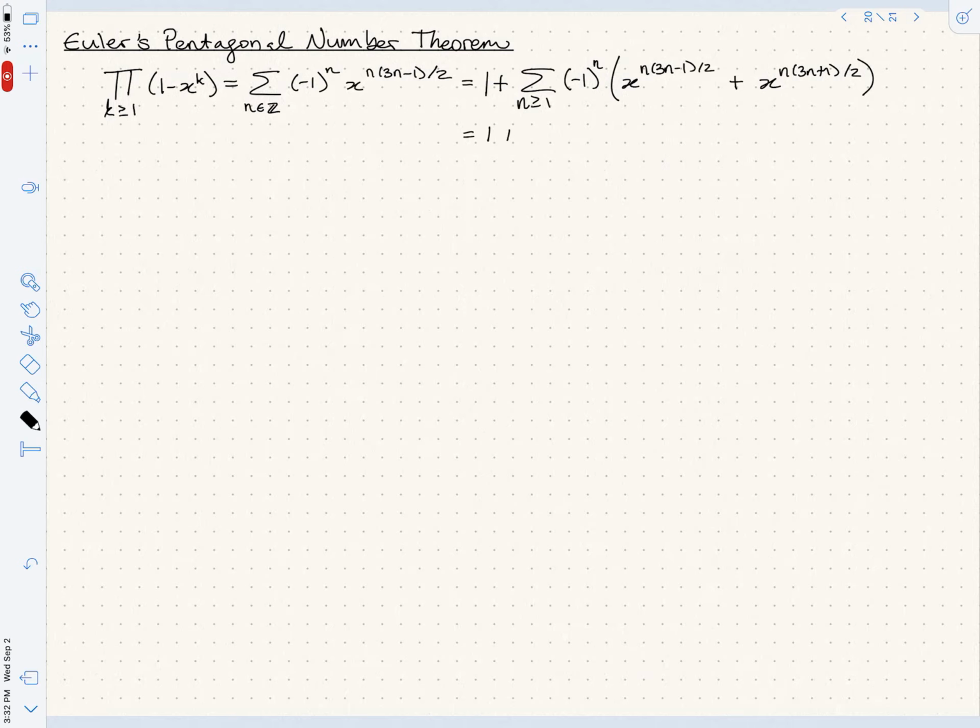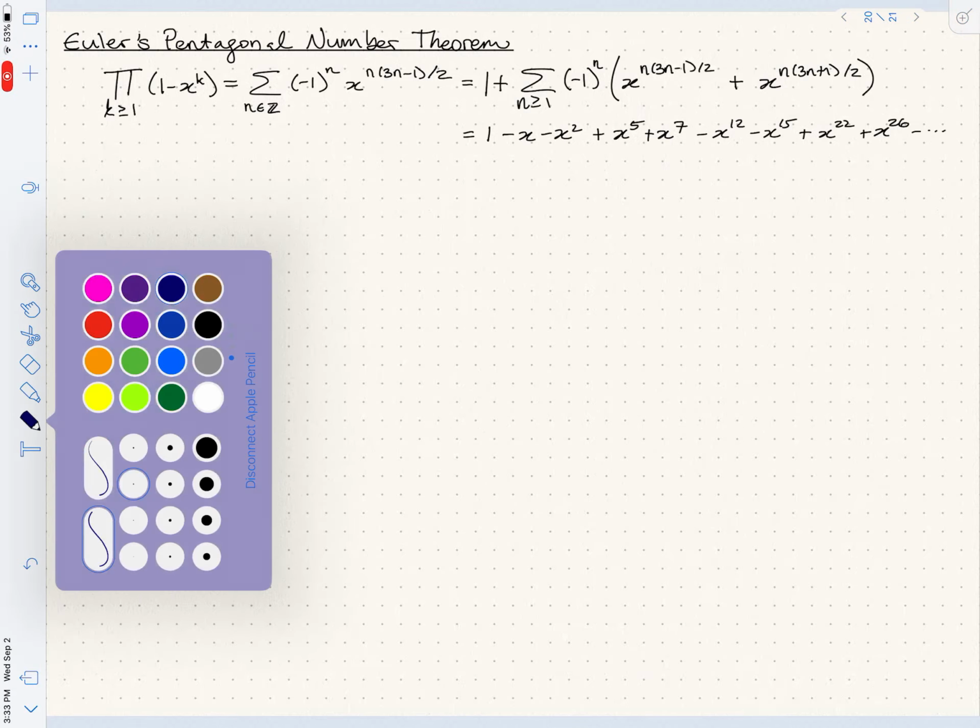So maybe to make this a little more concrete, let's just write it out. We'll get a negative term first: negative x minus x squared. So the terms kind of come in pairs for the positive and negative. So that's what we get when we put in n equals 1. For n equals 2, we're going to get x to the 5 and x to the 7. For n equals 3, we're going to get 12 and 15. For n equals 4, we're going to get 22 and 26, and then keep going like that. Okay, so notice that the right-hand side is multiplicity free, meaning that the coefficients are all plus or minus 1 or 0. So that's kind of interesting.